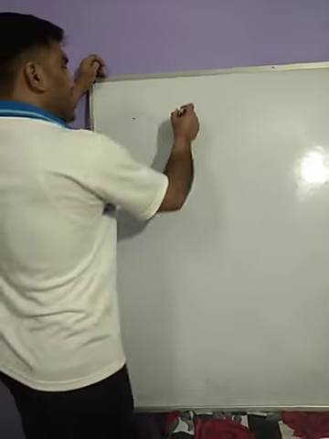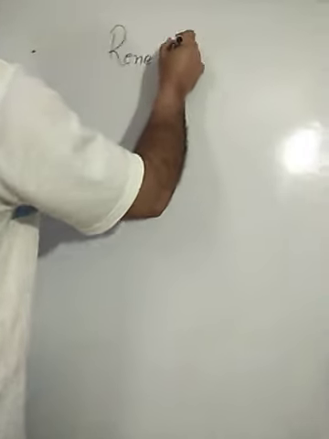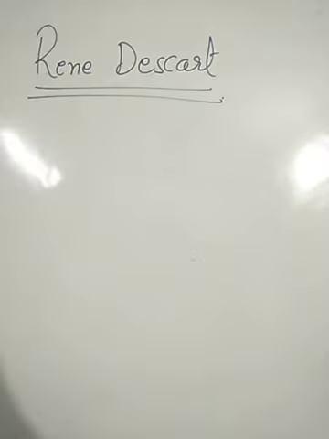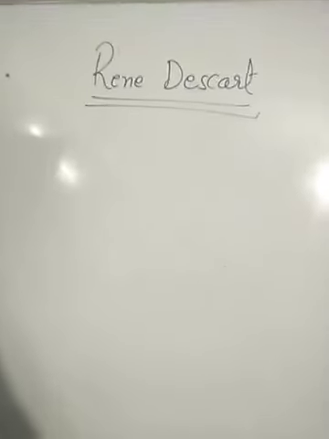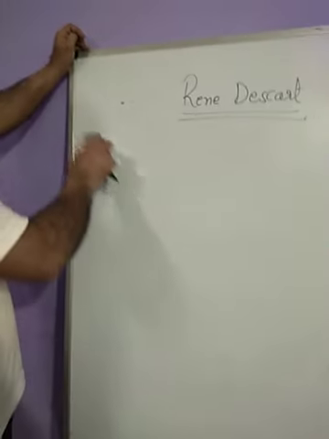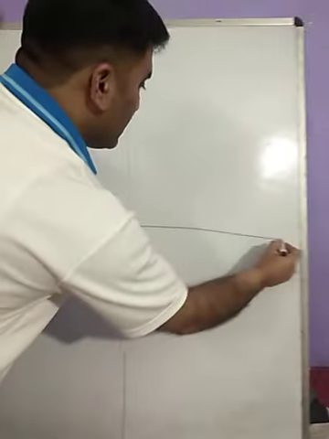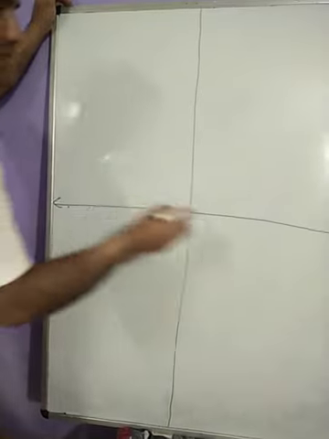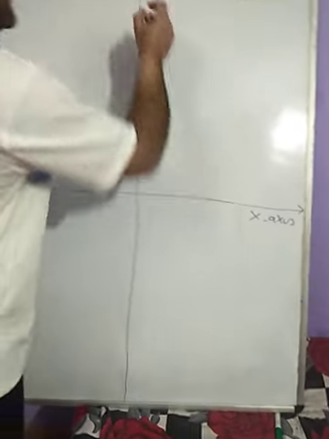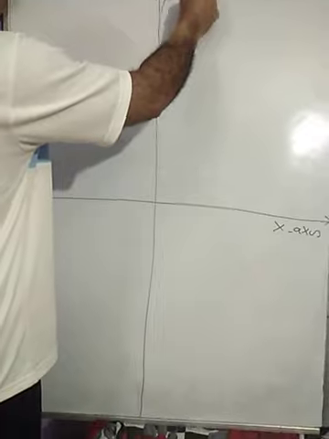Firstly, it was told by the mathematician Rene Descartes. This is the name of the mathematician who told us how to plot a point in a plane, how to find the exact location of a point in a plane. See what he told us. He said, mark two perpendicular lines in a plane, one horizontal and one vertical. These are called axes. The horizontal line is called the x-axis and the vertical line is called the y-axis.